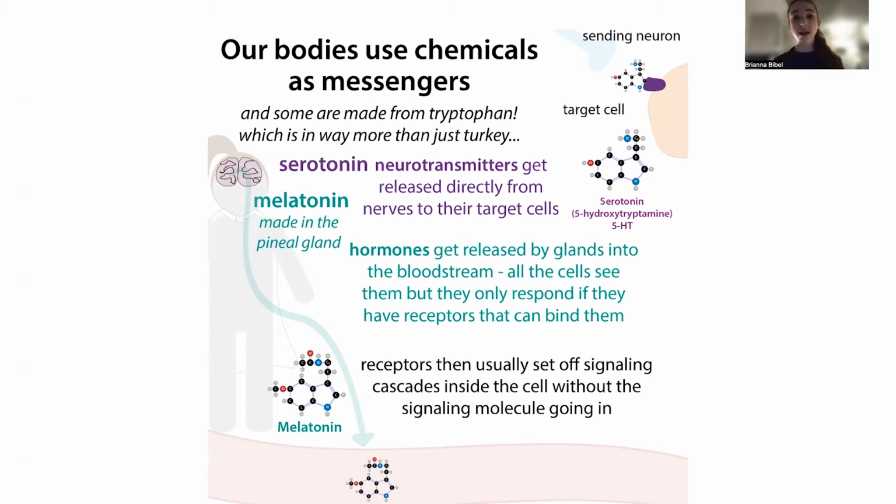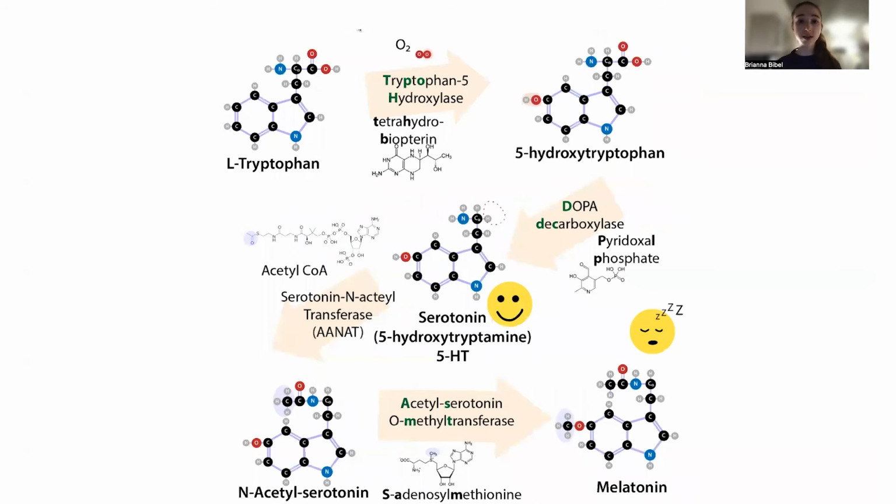But basically, from tryptophan you can convert it into serotonin, which is often associated with happiness. This is also known as 5-hydroxytryptamine or 5-HT. And then this can get converted into melatonin, which is associated with sleepiness.